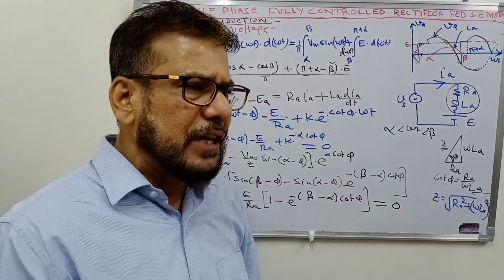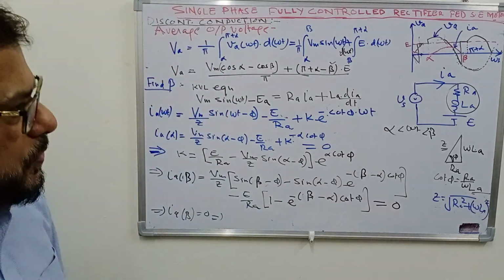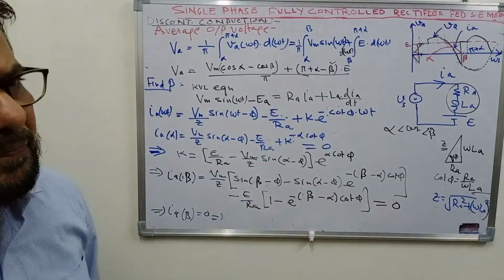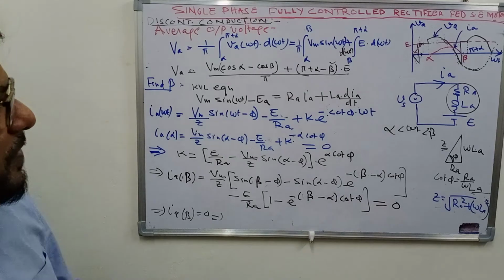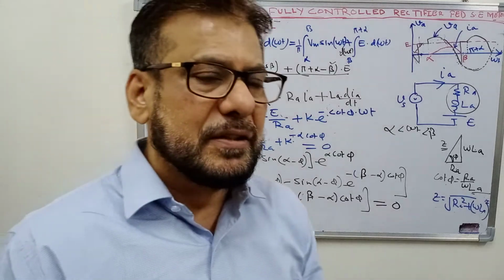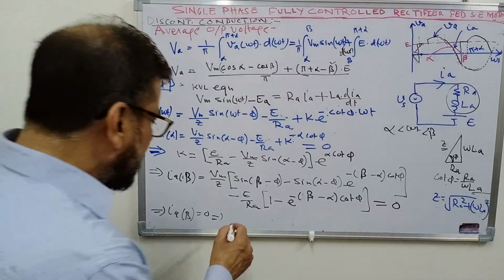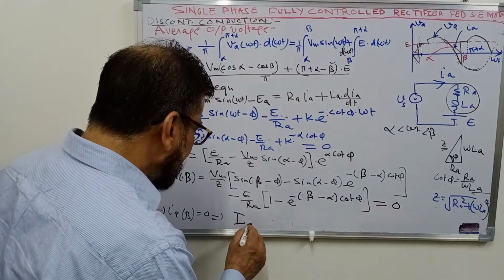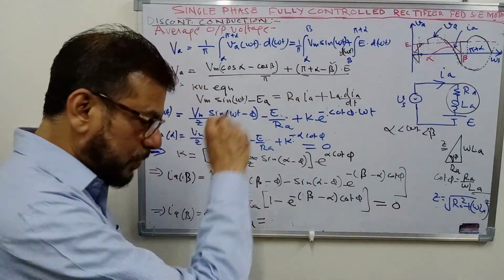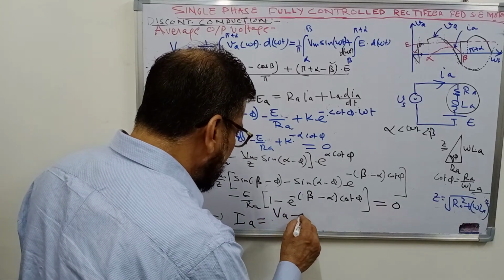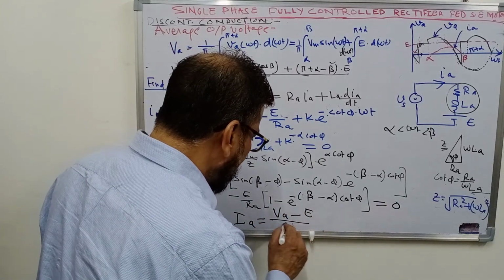Once you know the average value of output voltage, you can apply Kirchhoff's voltage law for average values, and you can find out the average current flowing in the motor. So you can find the average value of current flowing into the motor as average value of voltage minus E upon RA.